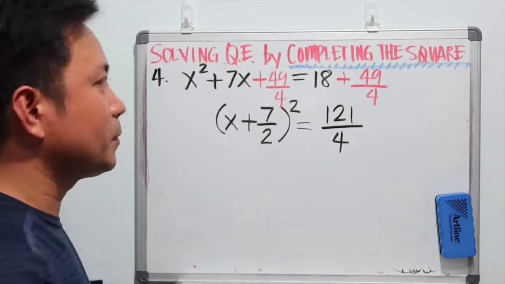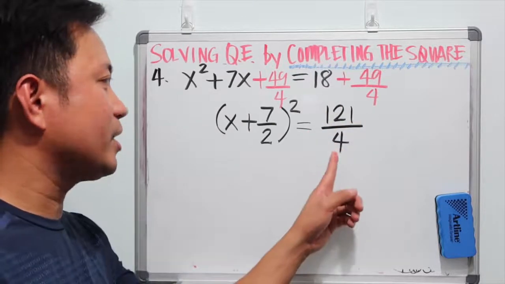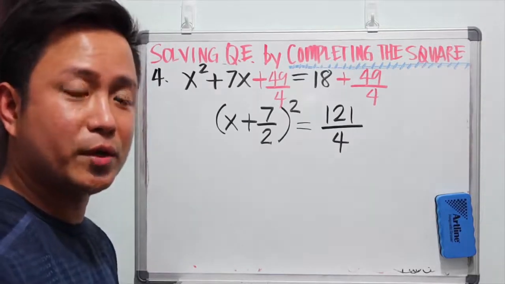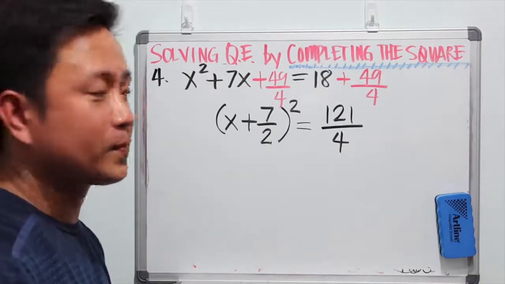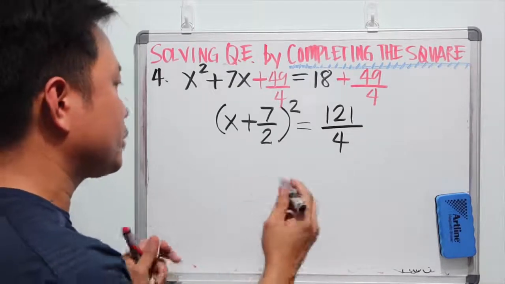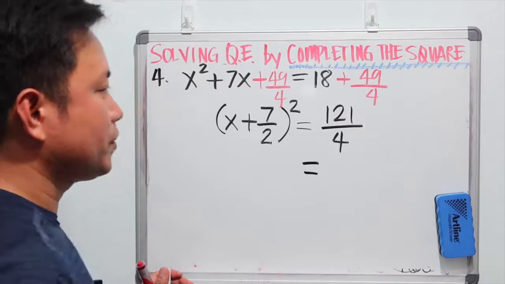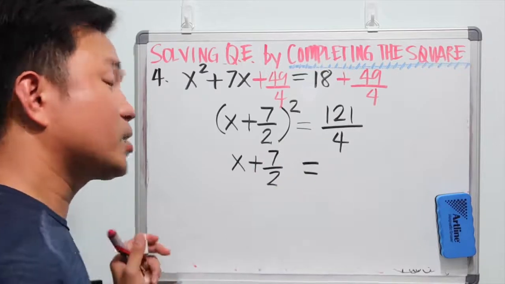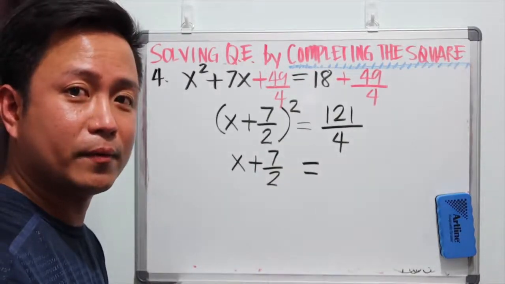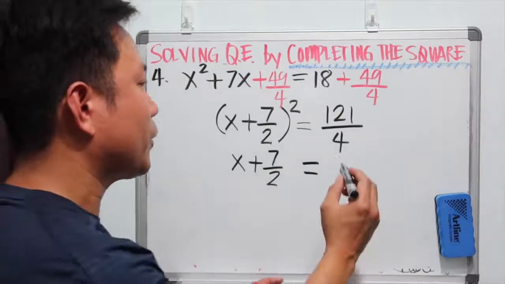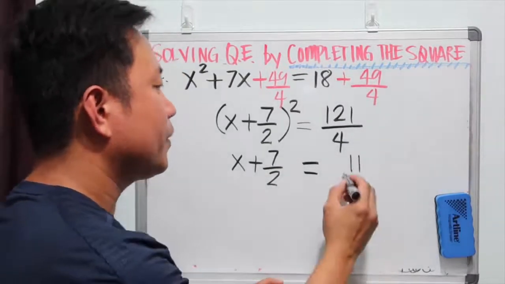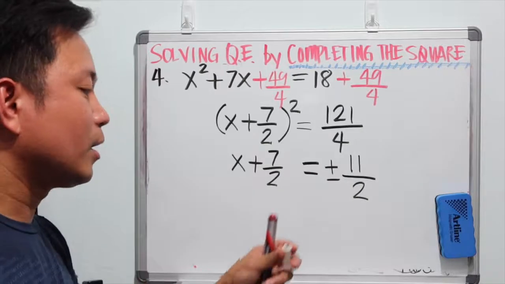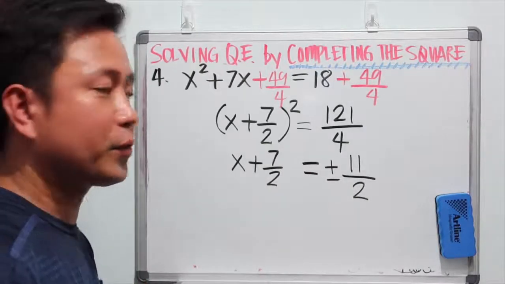One tip is when you're simplifying the right side, it's always good to have it as an improper fraction. That way you can easily get the square root of your numerator and the square root of your denominator. So the next step here is to get the square root of both sides. And when we get the square root of both sides, that becomes x plus 7 over 2. What's the square root of 121 over 4? 11 over 2. You simply get the square root of 121, which is 11, and the square root of 4, which is 2, now plus or minus. Again, don't forget, there's always positive and negative for the square root of that number.